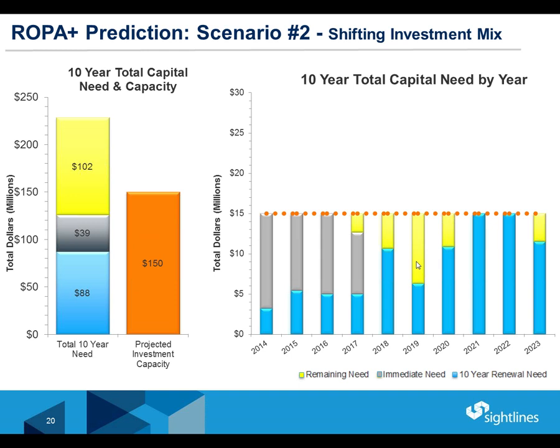Therefore, they maintained their systems at very high levels, and as a result, they extended their life cycles. So they were able to shift some of the renewal needs out into the future, which gave them the capacity to address more of their immediate needs in the short term. So when it comes to this scenario and shifting the investment mix, in the first 4 years, they could address the immediate needs, which was more favorable to the conditions on that campus.